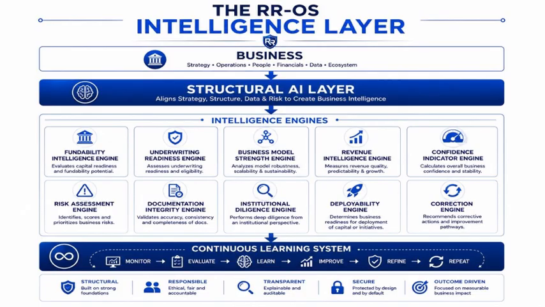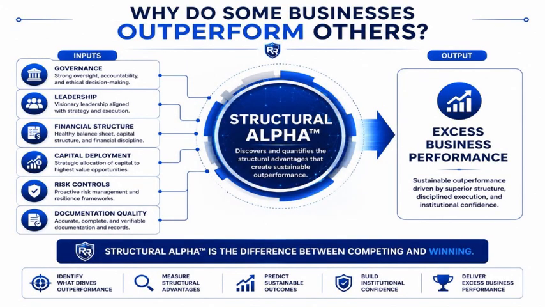This layer contains engines focused on fundability, business model strength, revenue intelligence, confidence indicators, risk assessment, documentation integrity, institutional diligence, deployability, and correction. Each engine has a role. Some identify weaknesses, some evaluate readiness, some detect risk, some guide improvement. Together, these engines create a continuous learning system. Riskready OS does not simply diagnose a business one time. It is designed to monitor, evaluate, improve, govern, and repeat.